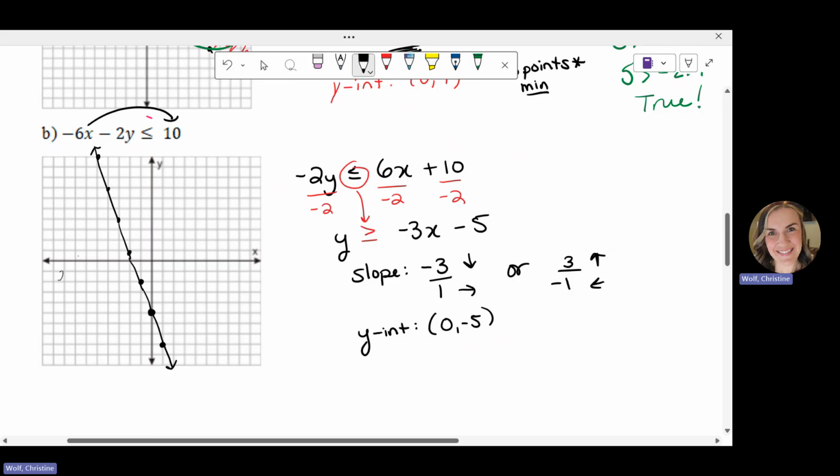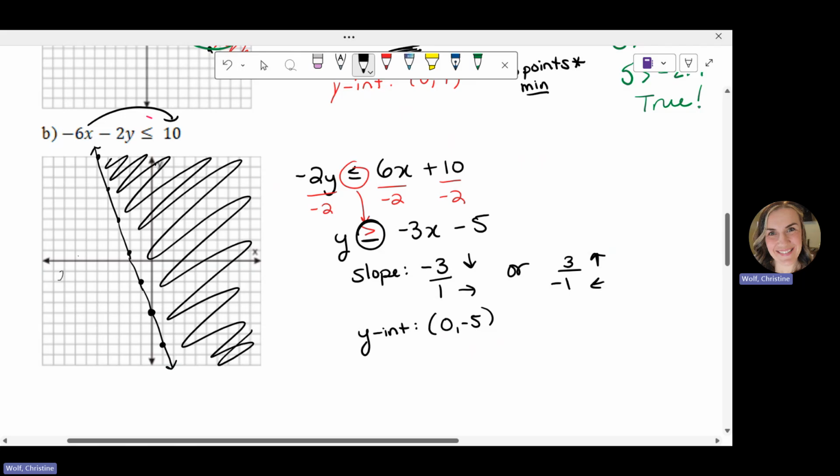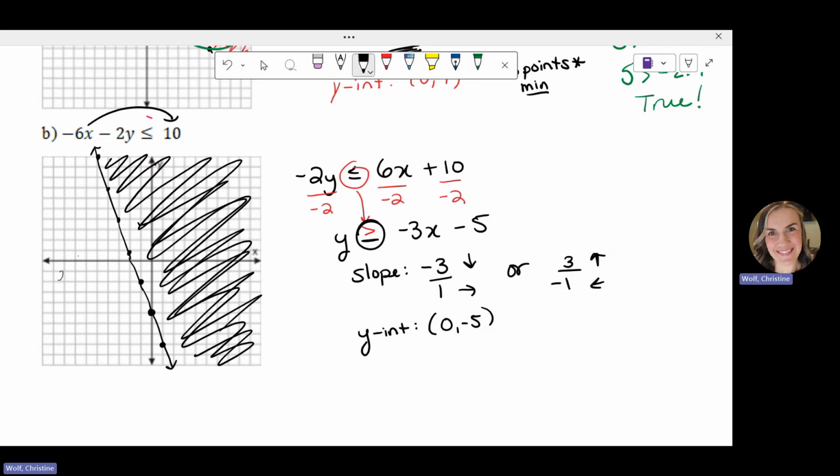Okay, and you'll notice I drew a solid line on purpose because I have the equal to sign. And then this direction is greater than right here. Remember, we flipped it. So greater than means above, or where are our y values higher? They are higher there. So that means we have to shade this entire region. And that means that any points that fall in the shaded area will make the inequality true. Okay, moving on.